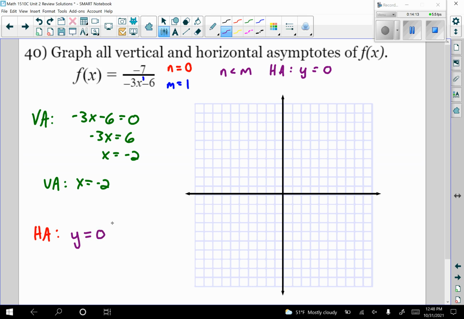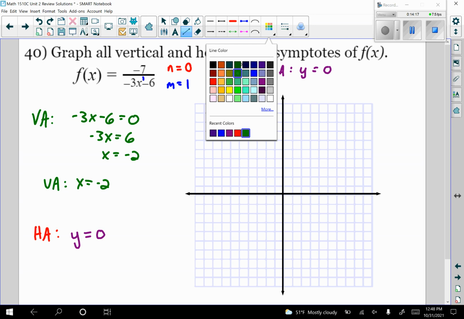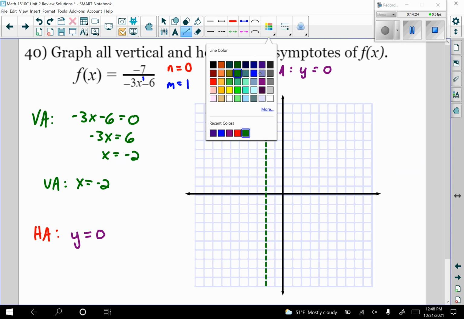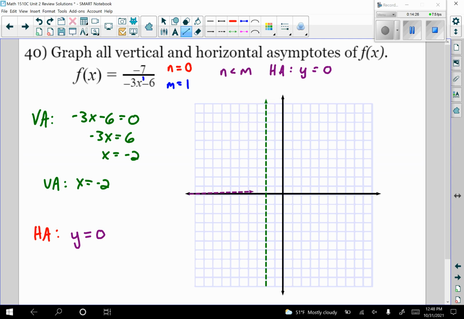So now we're just going to graph these two. So x equals negative 2 would be a vertical asymptote right here. Y equals 0 is right on the x-axis. So there's our horizontal asymptote in purple, vertical asymptote in green.